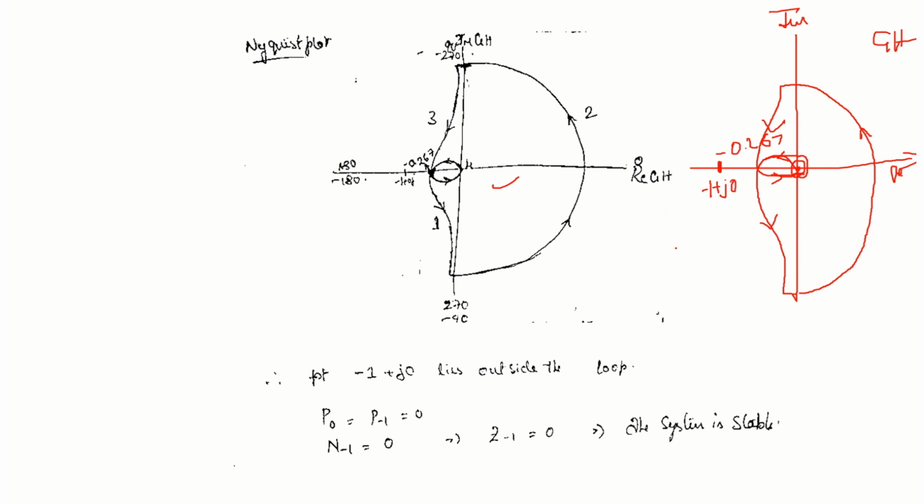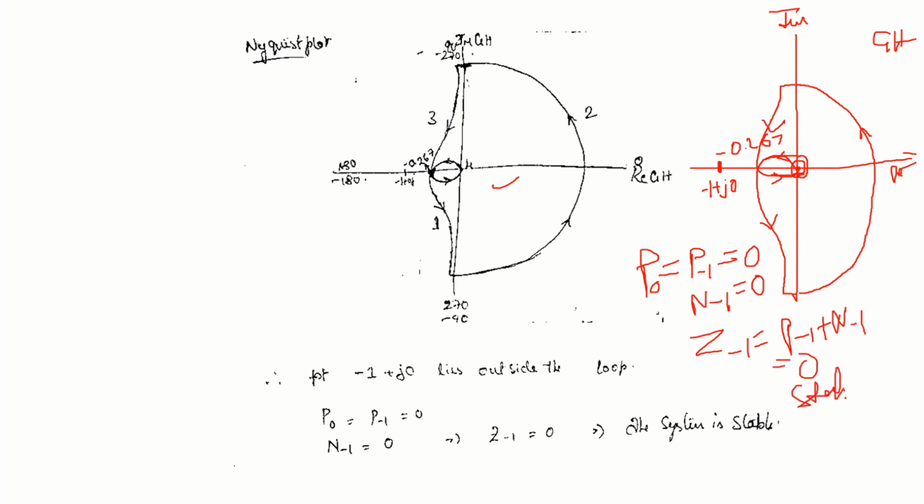And if you see the problem, no open loop pole is on the right hand side, so no closed loop pole is also on the right hand side of the S plane. If you draw, the number of encirclements is not at all there, so you can say 0. So Z minus 1 is P minus 1 plus N minus 1, so it is 0. System is stable. No closed loop zero is on the right hand side of the S plane.